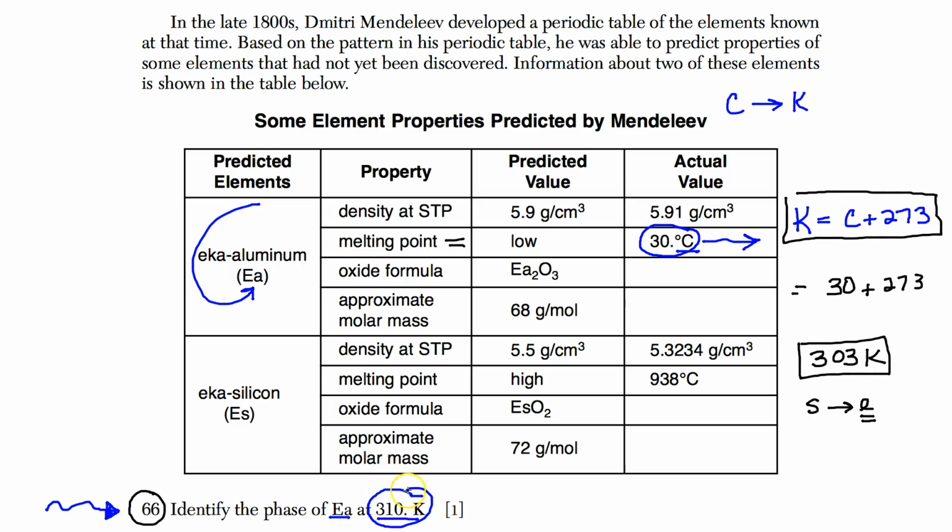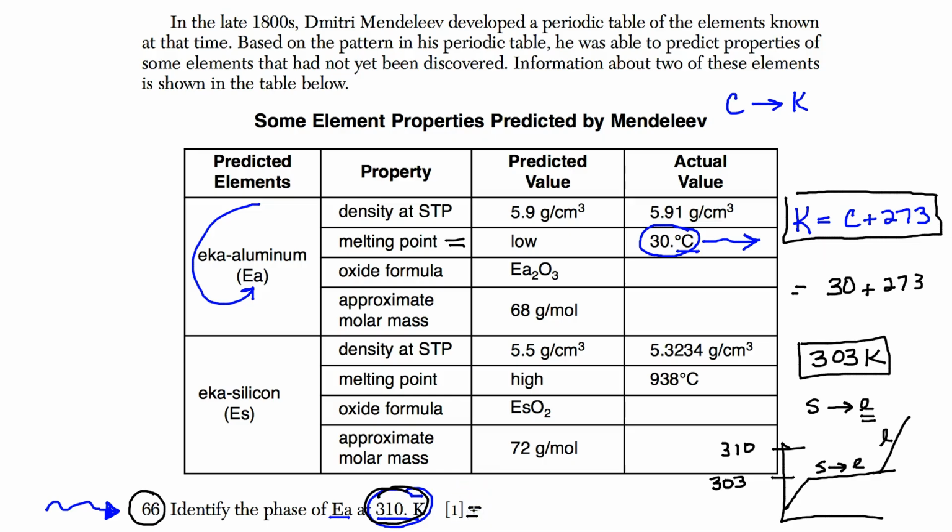And they want to know the phase at 310. 310 is greater than its melting point. So if you can't still see it, draw yourself a little heating curve. This temperature right here is 303, where the solid becomes a liquid. And anything above that temperature is a liquid. And guess what? 310 is above that, so you have the liquid phase. So we write liquid phase.